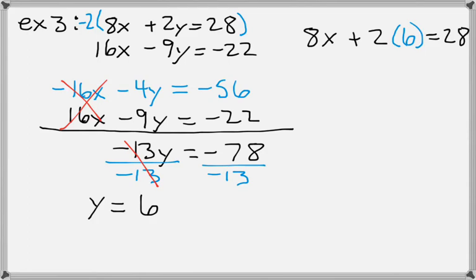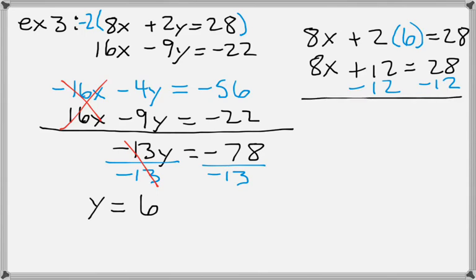Now we need to solve for the remaining variable. So we have an 8x, 2 times 6 gives us 12. Now to solve for x, we need to subtract the 12 on both sides. So that gives us 8x. 12 minus 12 cancels out, and 28 minus 12 gives us 16.